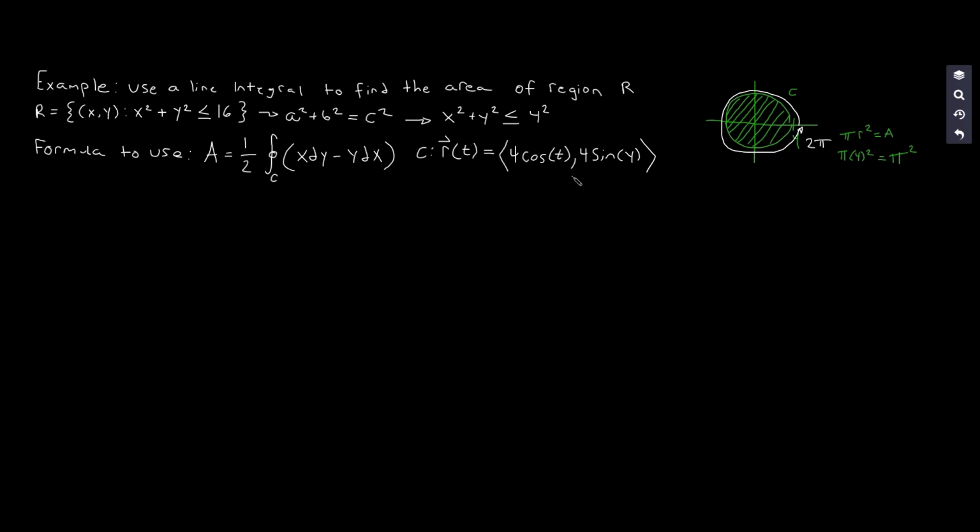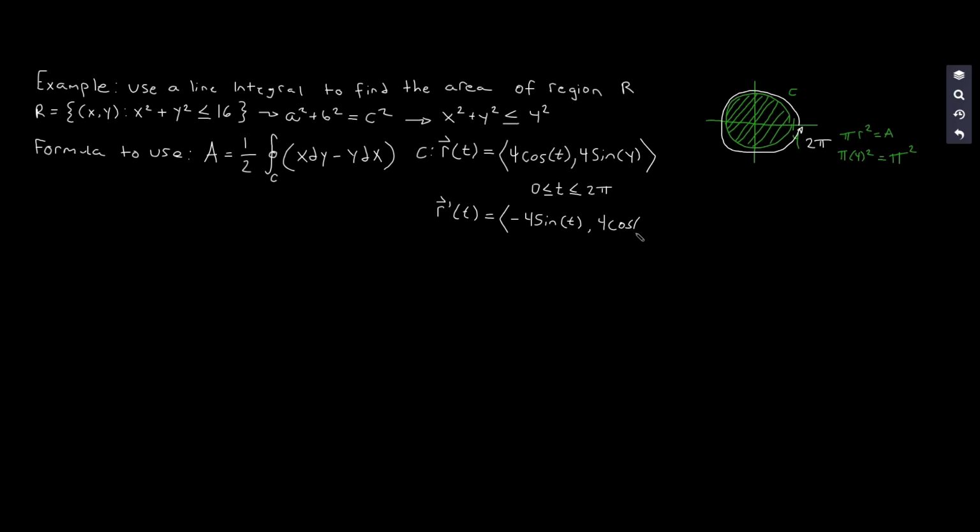So t is going to be between 0 and 2 pi. Now we calculate the derivative. The derivative is the vector r prime of t. The derivative of cosine is negative sine, and we'll multiply back that 4, so it'll be negative 4 sine of t. And the derivative of sine is cosine, so we'll have 4 cosine of t.